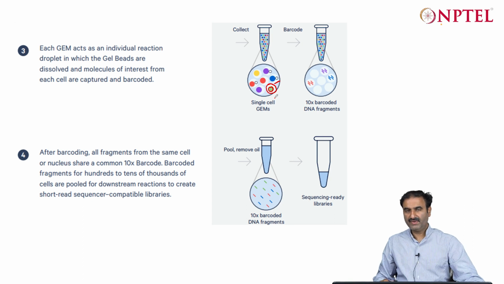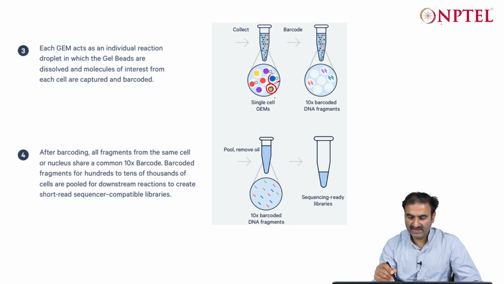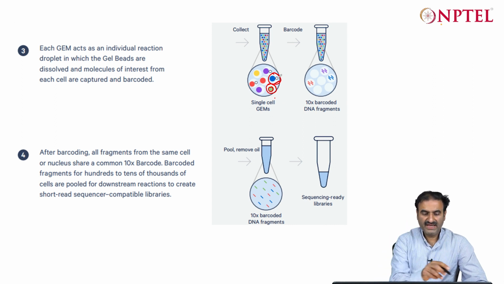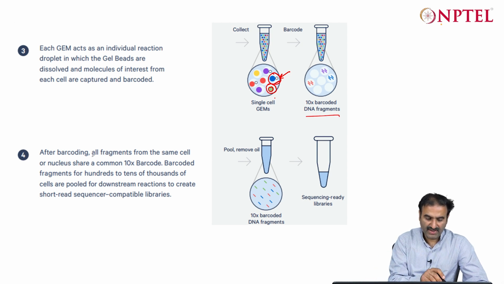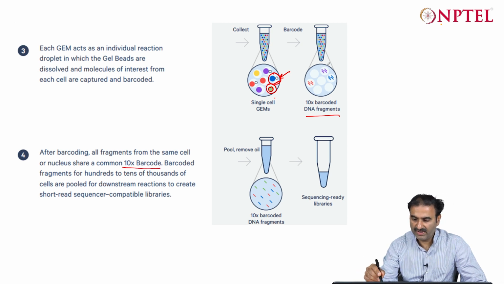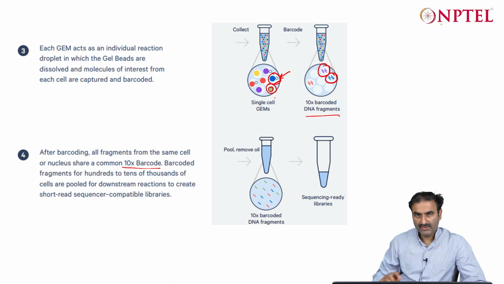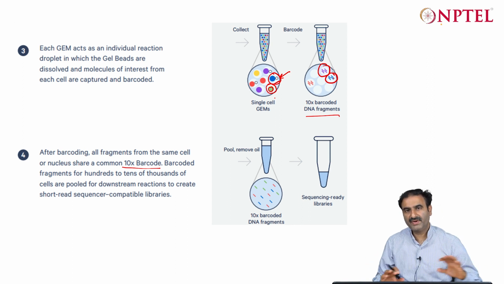But in this emulsion you can see that there is a bead, the nuclei and the enzyme, okay. So basically each gem acts as an individual reaction droplet, where you can barcode the DNA fragments which can later be used for sequencing. After barcoding, all fragments from the same cell or nuclei share a common 10x barcode. So in this there will be one barcode, in this there is one barcode. So basically we have separated the cells and attached the barcodes to the individual DNA extracted from each cell, right.